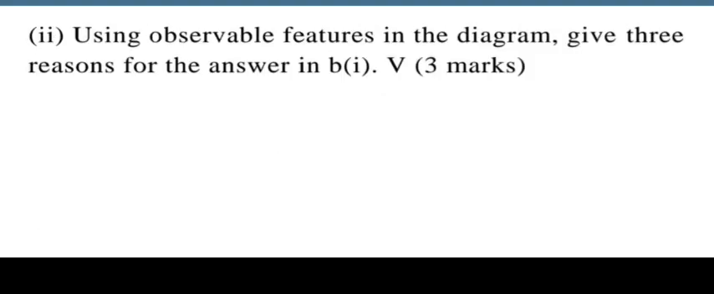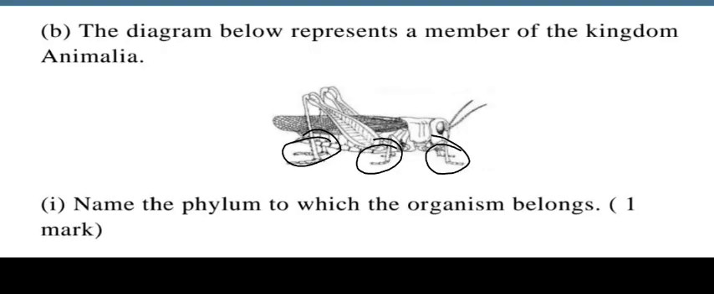The next question. Using observable features in the diagram, give 3 reasons for the answer in B Roman numeral number 1, and it is scoring 3 marks. So, as you can see here, why are we saying this grasshopper belongs to the phylum of arthropods? So those are the reasons which they need in this question.